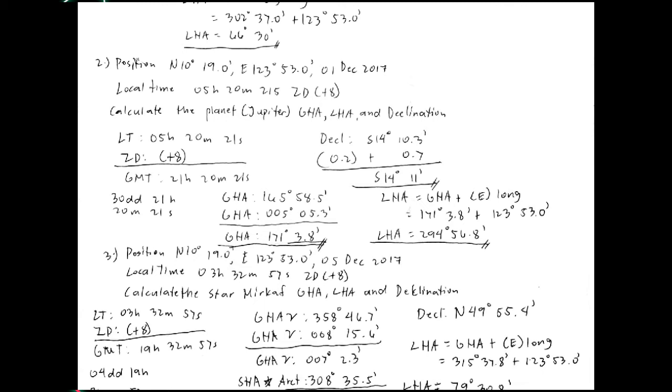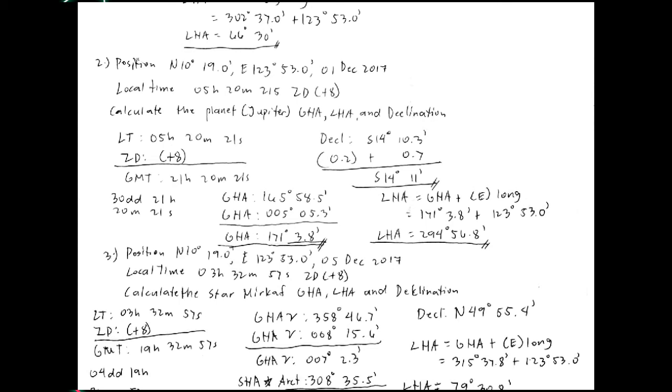Next is the declination. To get the value, we will still use the nautical almanac between November 30 and December 2. We have a value of 14 degrees south, 10.3 minutes. Next is the change of declination, which can still be found in the almanac. We have 0.2, thus it provides 0.7. We will add to get 14 degrees south, 11 minutes.